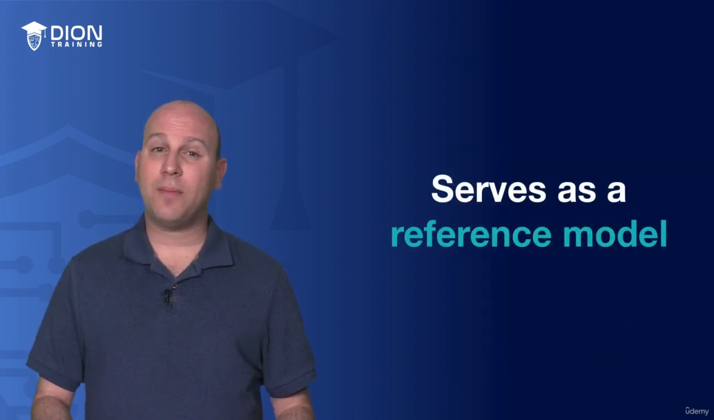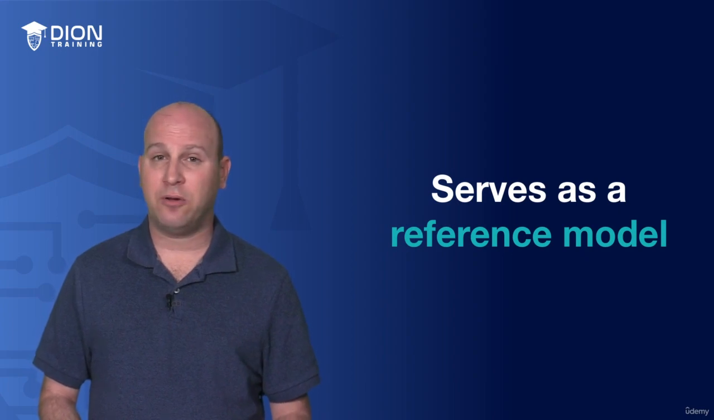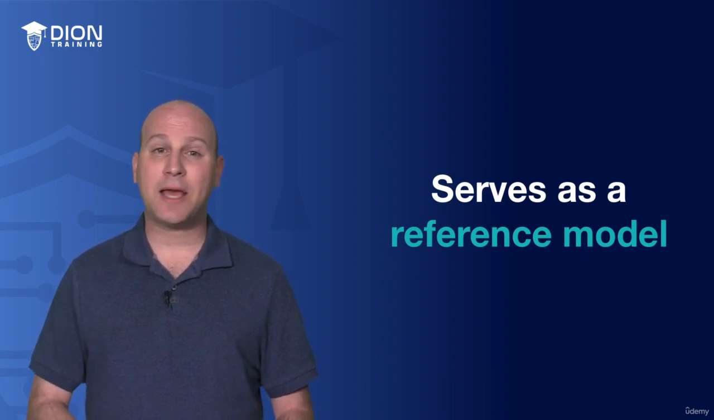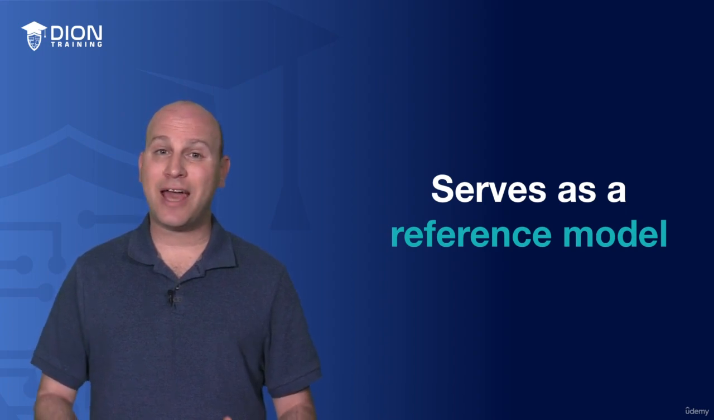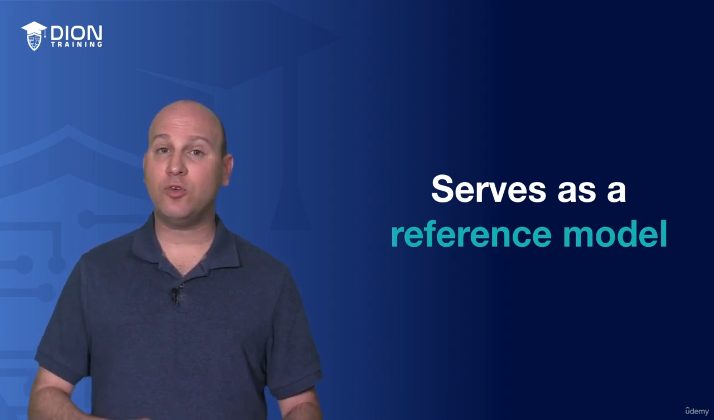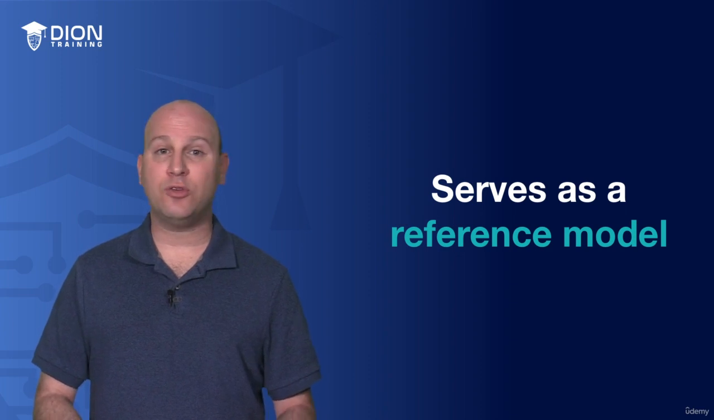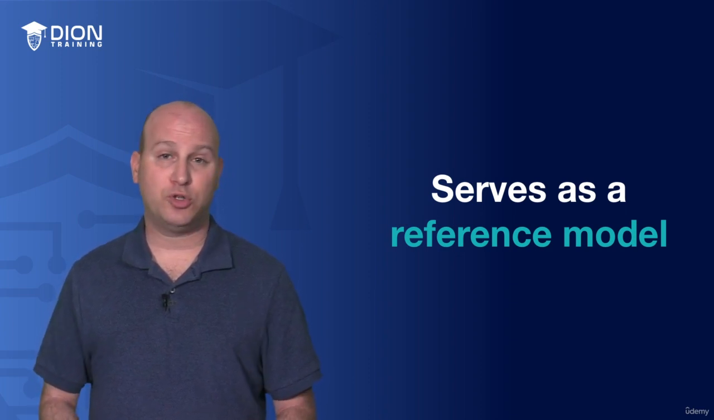This means the OSI model can also serve as a reference model. Now, you may be wondering, what's the exact purpose of a reference model? Well, a reference model is simply something that we use to categorize the functions of a network into a particular layer, and that's what we're going to use the OSI model for during our troubleshooting efforts.